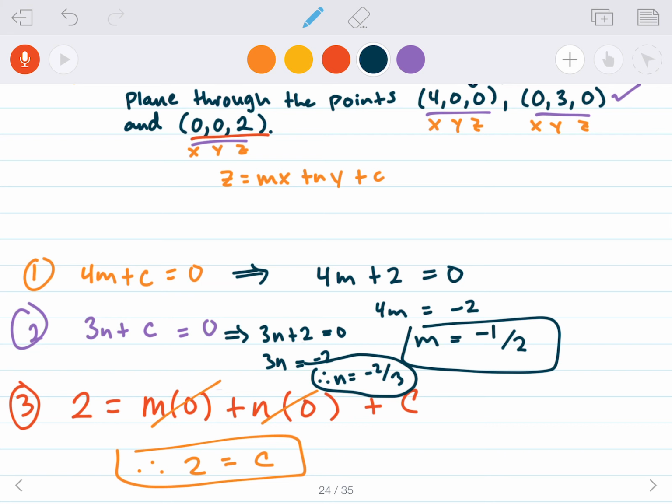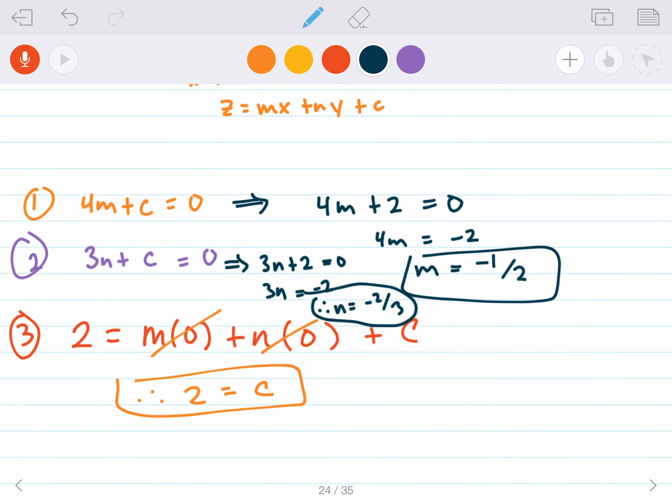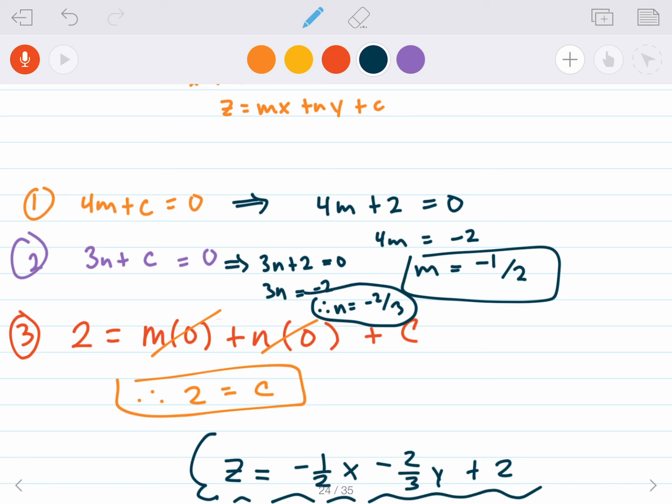Okay, so using m, n, and c, our equation is going to be z equals negative 1/2 x minus 2/3 y plus 2. So this is our linear function. This is a plane in 3 dimensions. The slope in the x direction is negative 1/2. The slope in the y direction is negative 2/3. And our c value is 2.